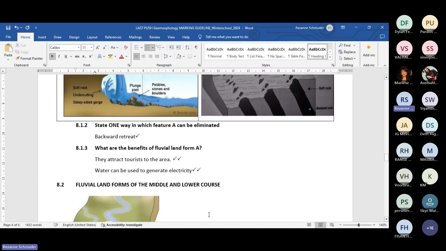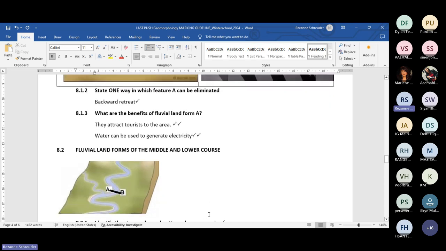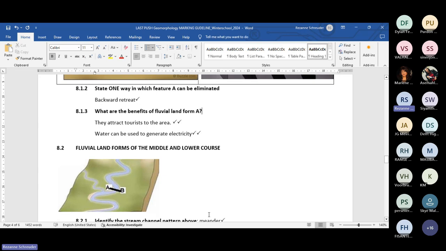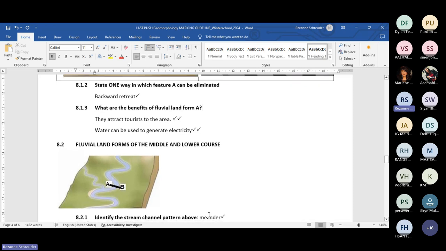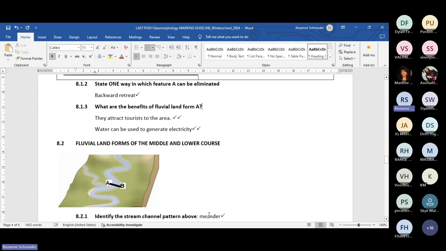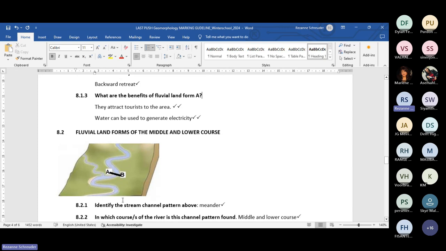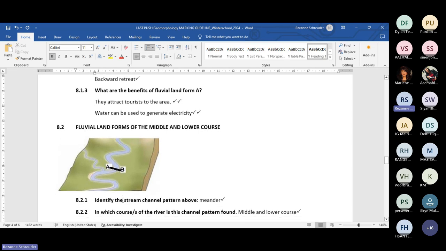Right, so now we move on to fluvial landforms in the middle and the lower course. So we're not just stuck in the middle, they can give us the lower course also. So the stream channel pattern above, that you can see it's the bend in the river, so that is the meander. Right, in which course of the river is this channel pattern found? And again, they've given us the answer because they said it's the middle and the lower course.